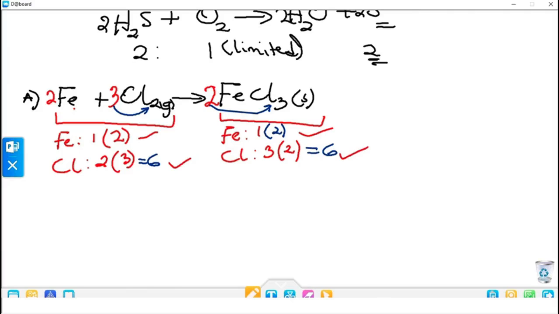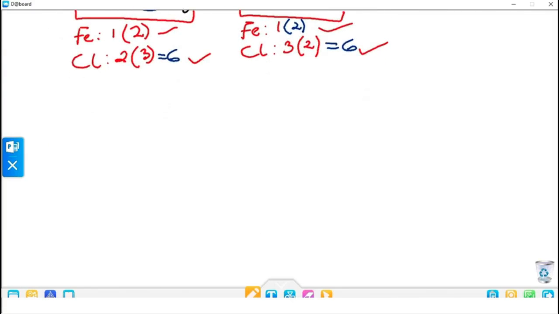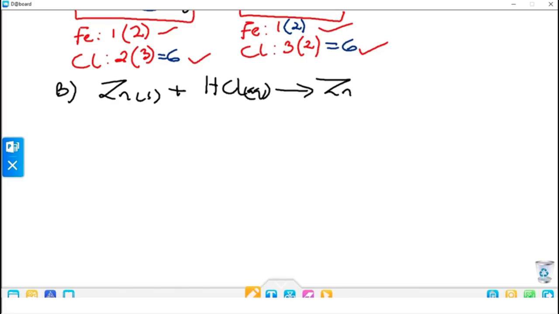Let us take a look at the second equation. Equation B. It is between zinc and hydrogen chloride, aqueous, to give us zinc chloride, aqueous, and hydrogen gas. So, how do we balance that equation?